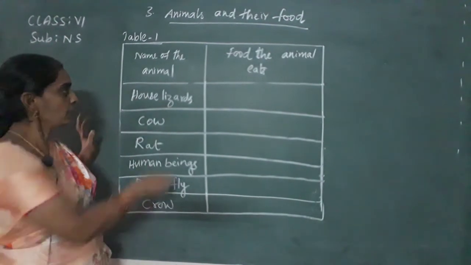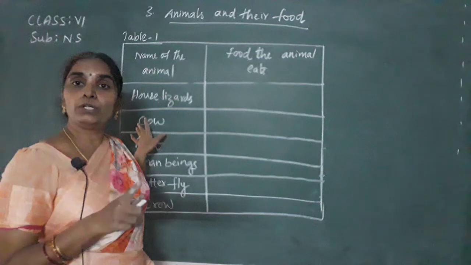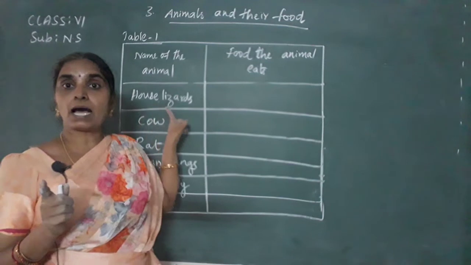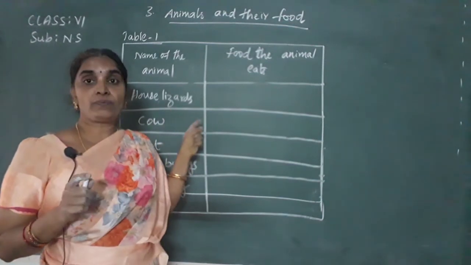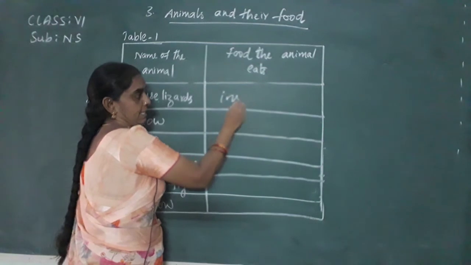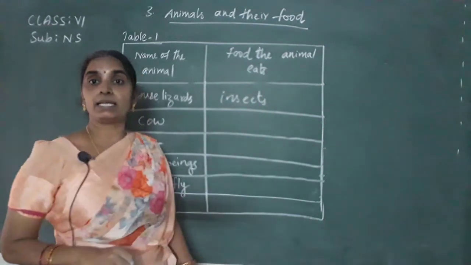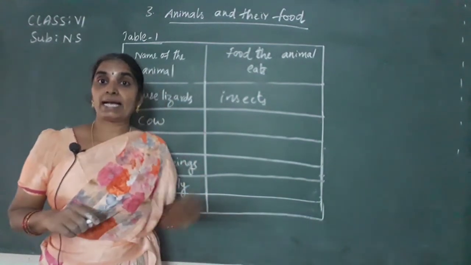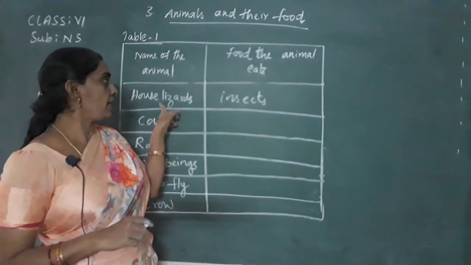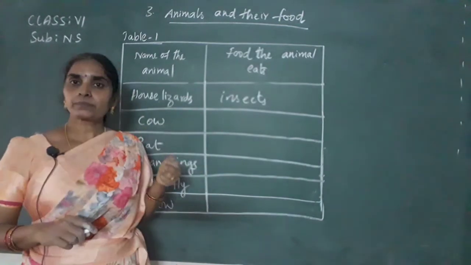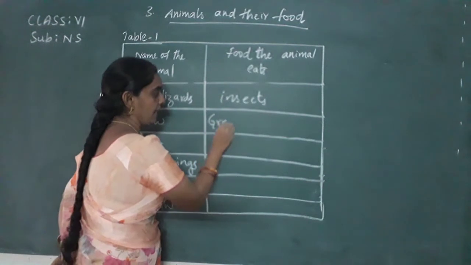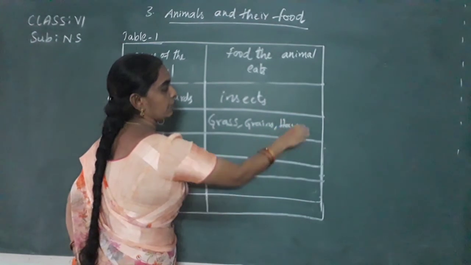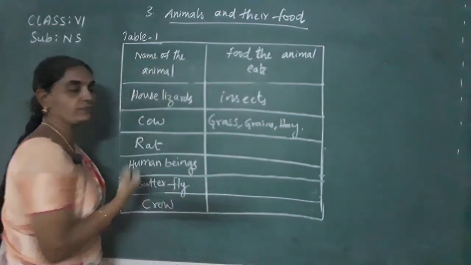I'm repeating house lizards. So I have already told you about buffalo, cat, isn't it? So lizards, these are the reptiles. You know well, lizards eat insects, isn't it? In your house, if you see the lizards, they will be crawling over the walls and all. You'll be observing them catching the insects, isn't it? So they eat insects. And the cow, as you know very well, cow eats grass and also grains, hay, isn't it? So like this, you will be writing about the food habits of the cow.